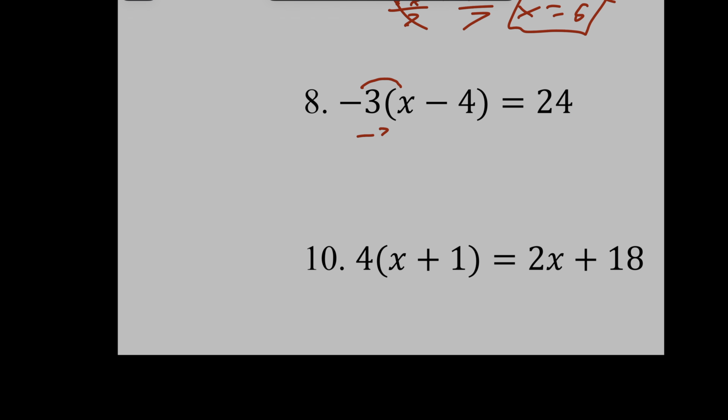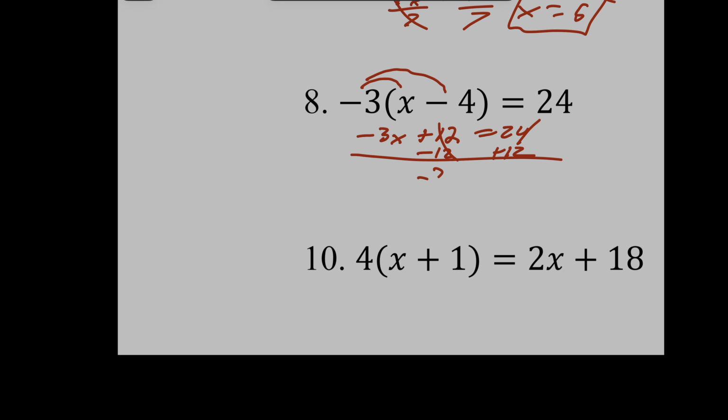Now be careful on your signs here. Negative 3 times x is negative 3x. Negative 3 times negative 4 is a positive 12. Negative divided by negative times a negative is a positive. Now, I want to keep this letter term by itself, so I'm going to subtract my 12 to get rid of that.